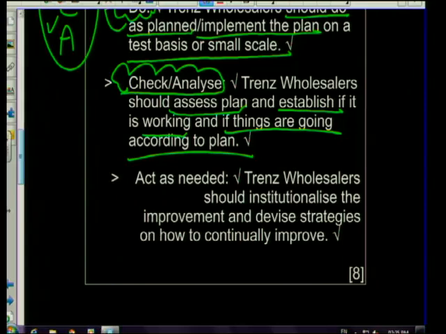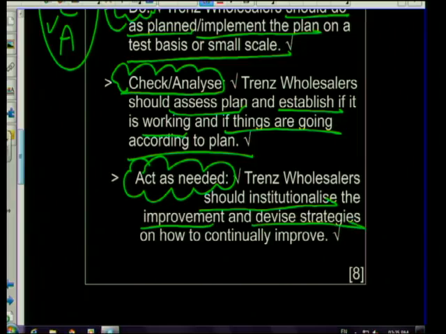And then the last one, act as needed. Now, Trains Wholesalers should institutionalize the improvement and devise strategies on how to continuously improve. So if the small test was initially, we need to taste the batch when it comes into us to make sure it's not sour. If this plan worked, because remember it's plan, do, check, act. If this plan has worked, you can implement it on a larger scale, or you can even try and implement it on something else completely.